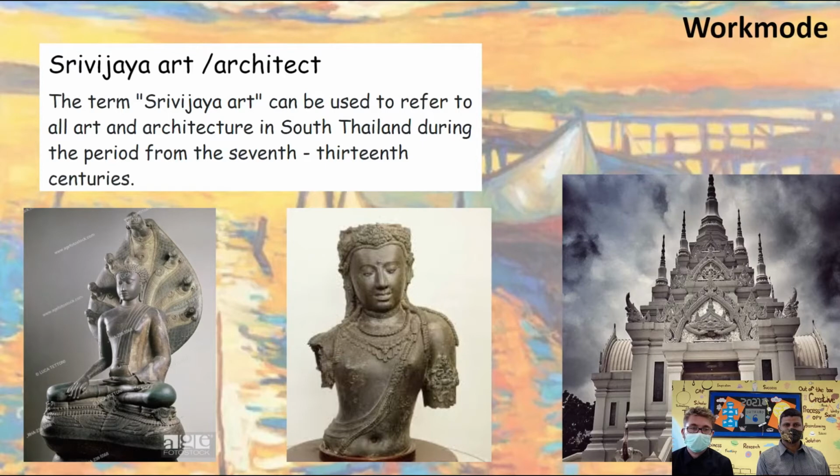So here you have some architecture. The term Srivijaya art can be used to refer to all art and architecture in South Thailand during the period from the 7th to the 13th century. Like teacher Kevin said in the previous slide, art does not only mean painting. It could mean many other things. And here you have sculpture. So sculpture can also be an art form.